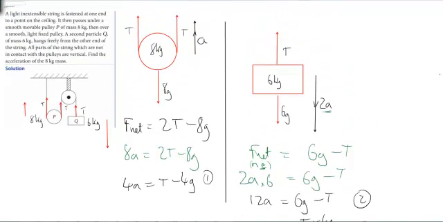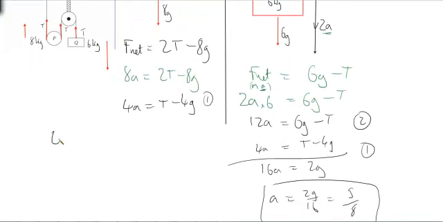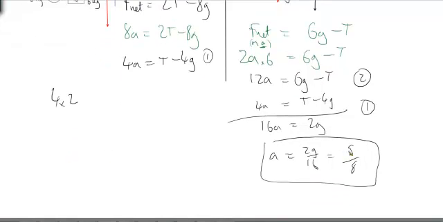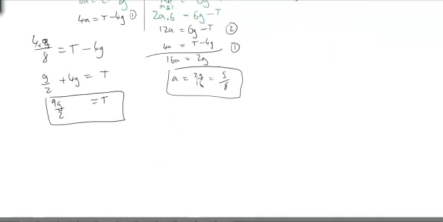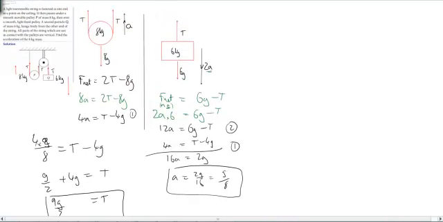So we have worked out the accelerations, and then it's very simple to work out the tensions. If we just substitute that back in, we get 4 times A, which is G over 8, so 4 times G over 8 is equal to T minus 4G. So that goes to G over 2 plus 4G is equal to T, and T will be equal to 9G over 2. So in this we've worked out the forces and accelerations of a movable pulley.